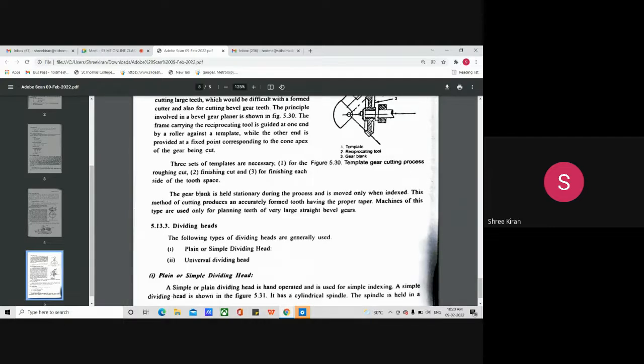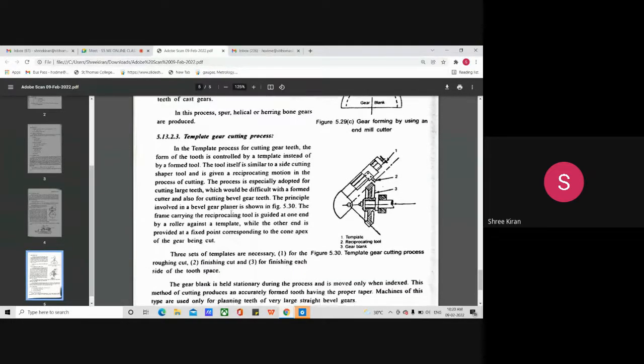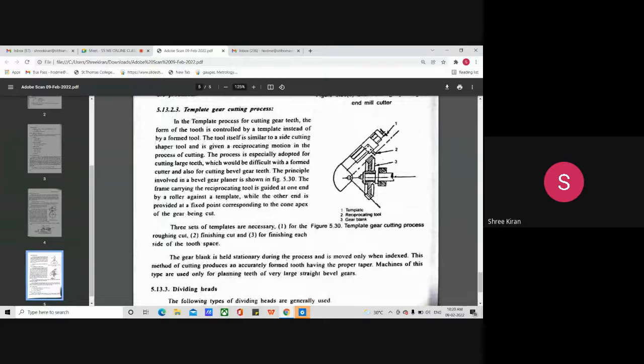Then the case of the template gear cutting process. Here the gear blank is held stationary during the process and is moved only when indexed. This method of cutting produces an accurately formed tooth having the proper taper.